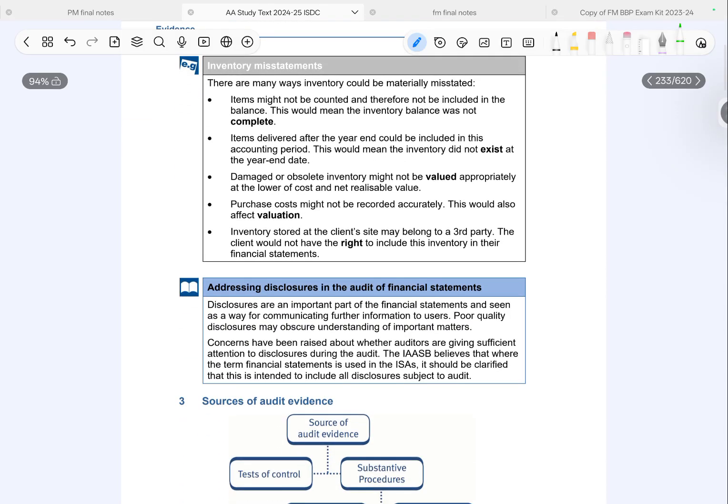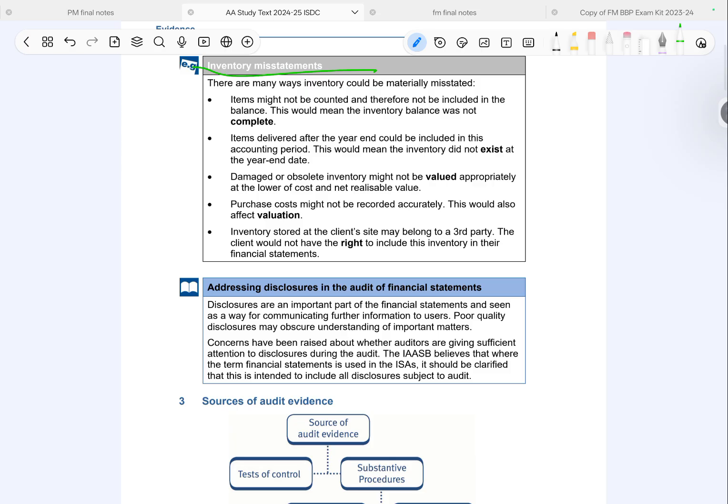Okay. Now let's talk about inventory misstatements. There are many ways inventory can go wrong. First, items may not be counted at all, which means the balance is not complete. Second, items received after year end might still be included, which means they didn't exist at the year end. Third, damaged or obsolete inventory may not be valued properly. Remember, it should be at lower of cost and net realizable value.